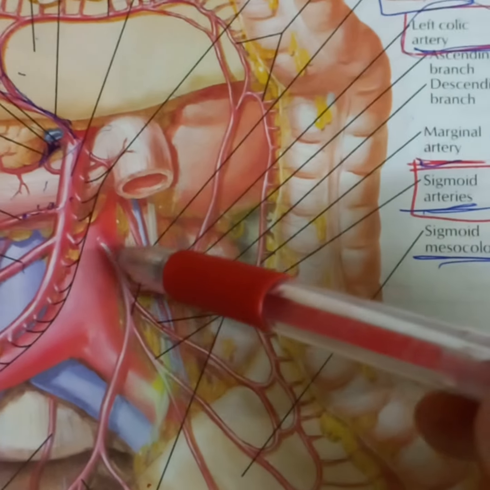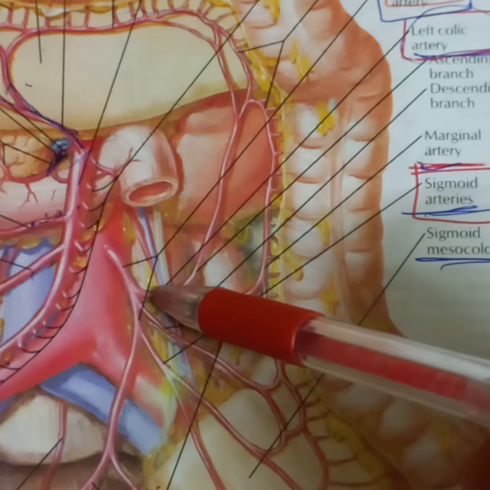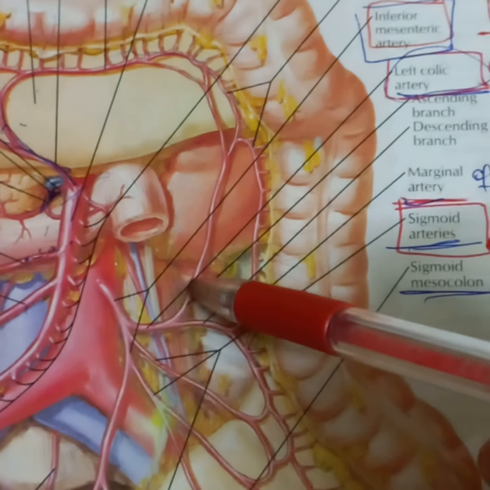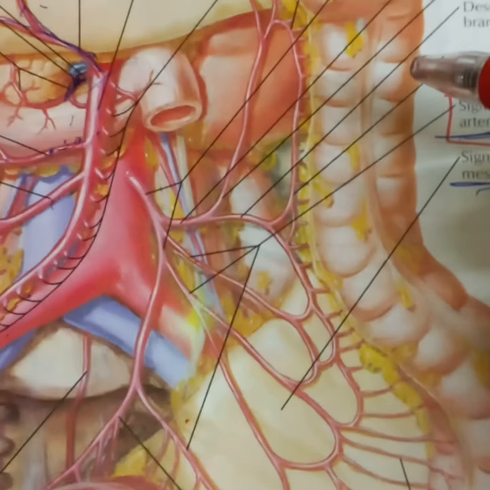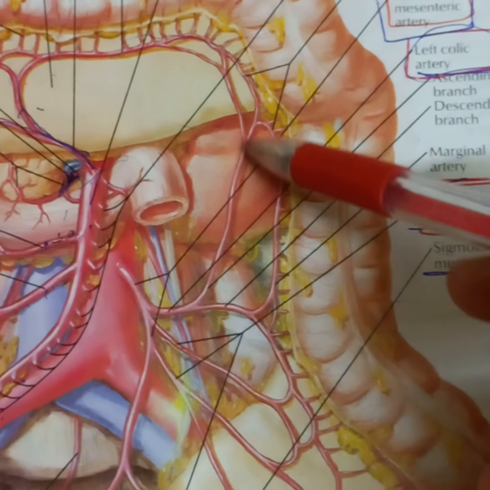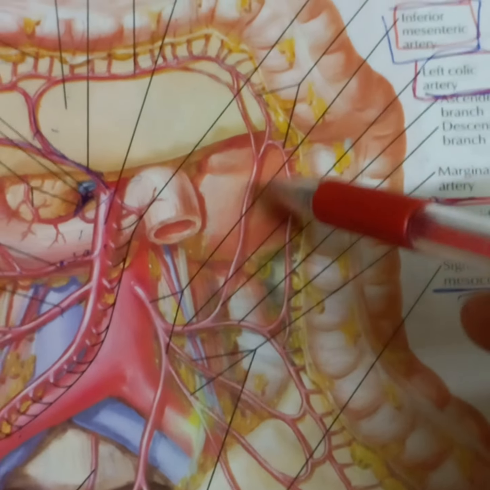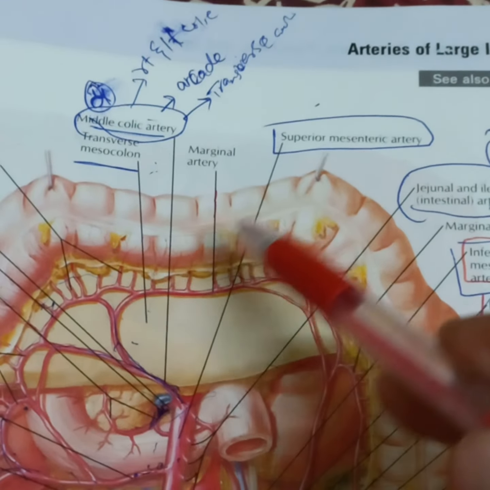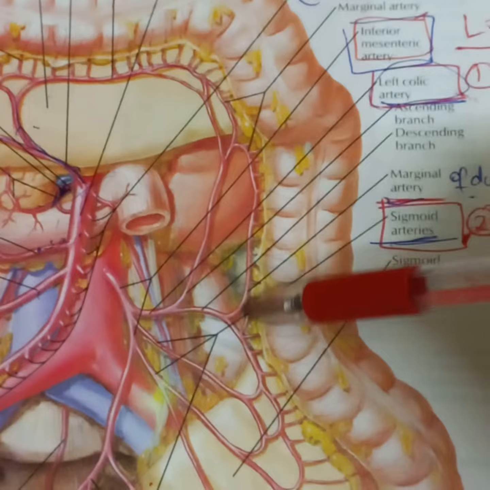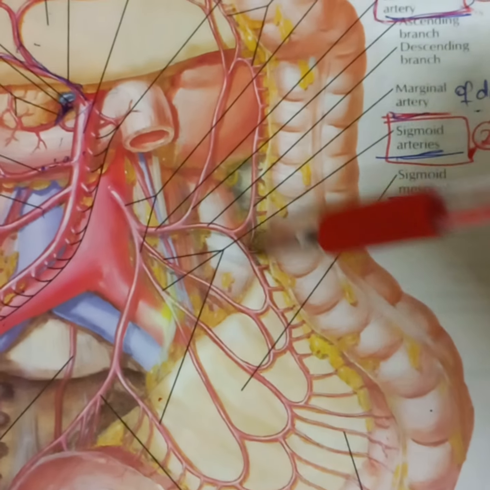The left colic artery moves downward toward the left and ascends, then divides into an ascending and a descending branch. The ascending branch anastomoses with the middle colic artery, and the descending branch anastomoses with the upper branch of the sigmoidal artery.